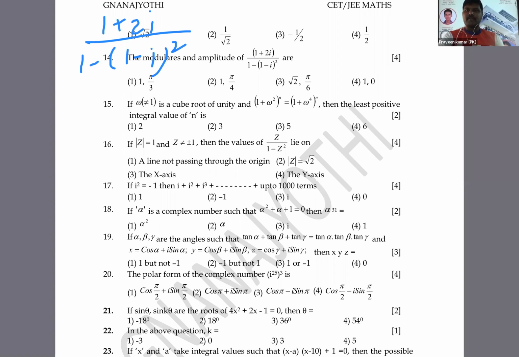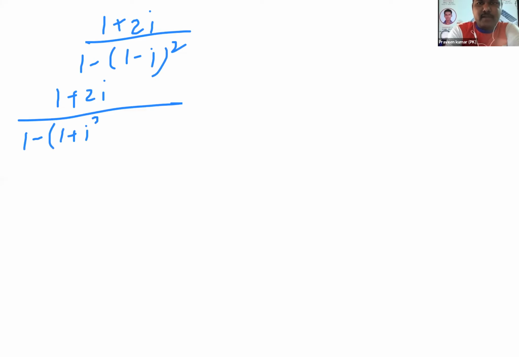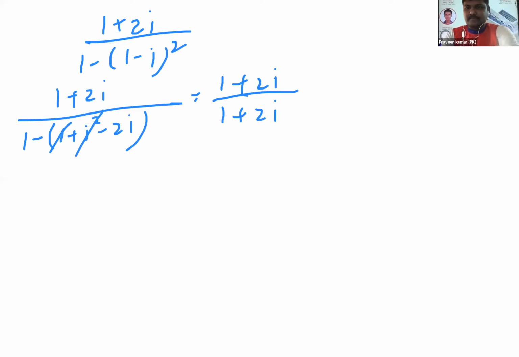(1 plus 2i) by (1 minus i) whole square. Okay, so how to do this? 1 plus 2i by, expand the denominator: 1 minus of (1 plus i square minus 2i). i square is minus 1, 1 cancels. 1 plus 2i by 1 plus 2i, both cancel. 1. So z is 1. Magnitude of z is also 1.